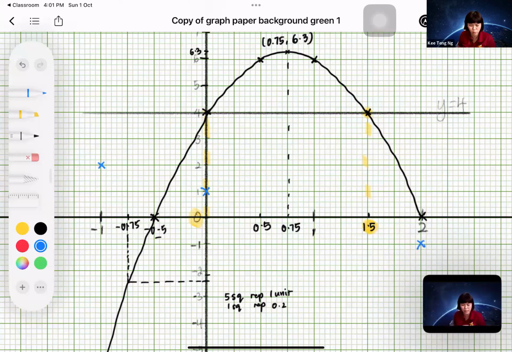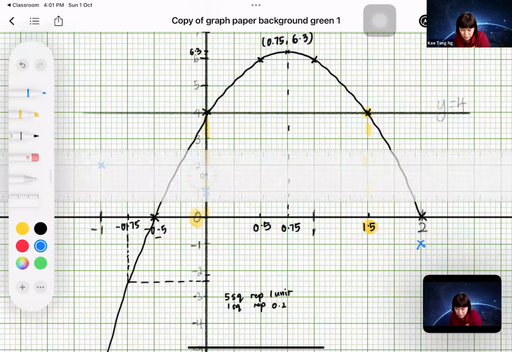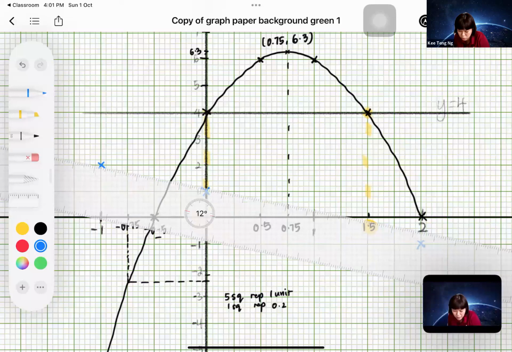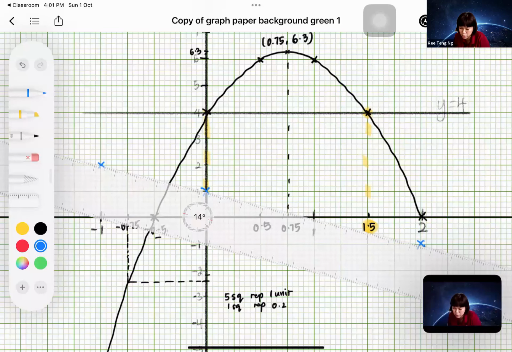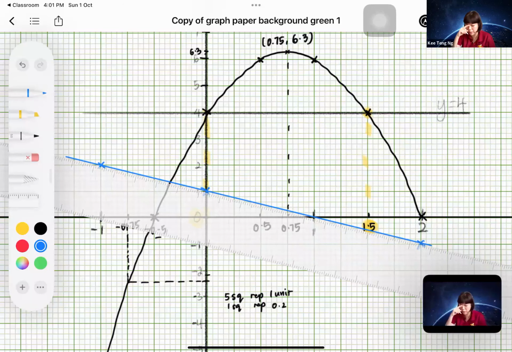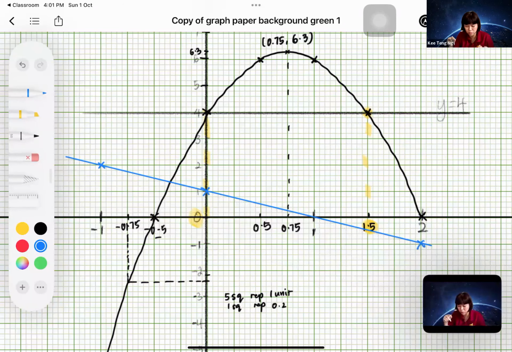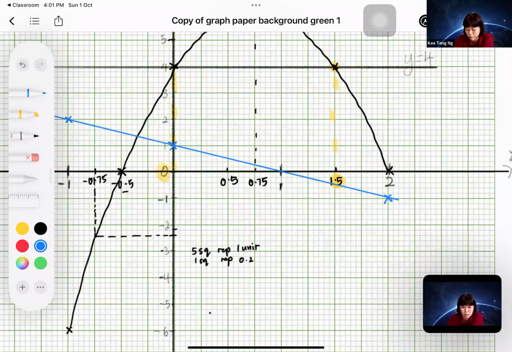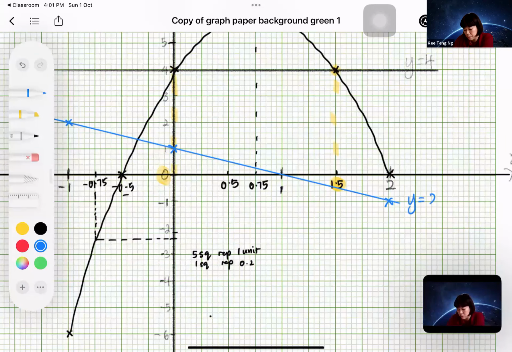Okay, then now I have my line and we draw the line. Remember, label the equation, okay? So this one is my line that I've drawn. There's supposed to be a point of intersection, but they didn't ask me to extend my graph longer. So I just keep it as this.